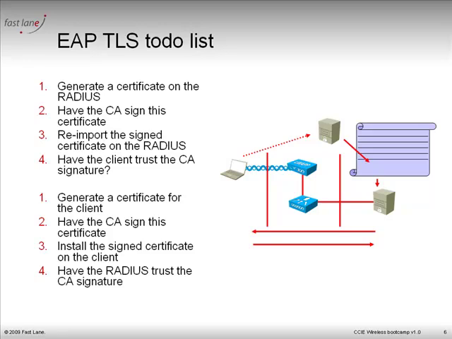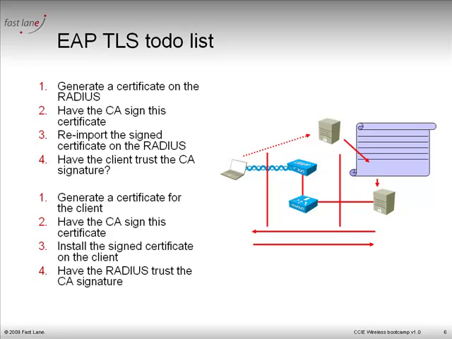So we generate this certificate first on the RADIUS. As of course the client does not know this RADIUS yet, we'll need to send the certificate from the authentication server to a certification authority that is going to sign this certificate, that is to say certify the validity of this certificate. And of course we'll get this signed certificate back to the RADIUS and install it on the RADIUS server.